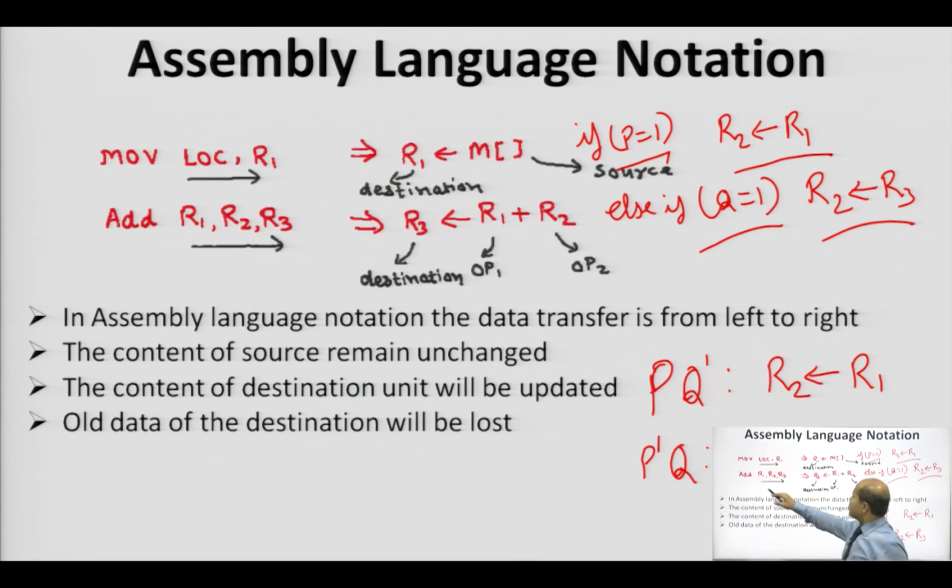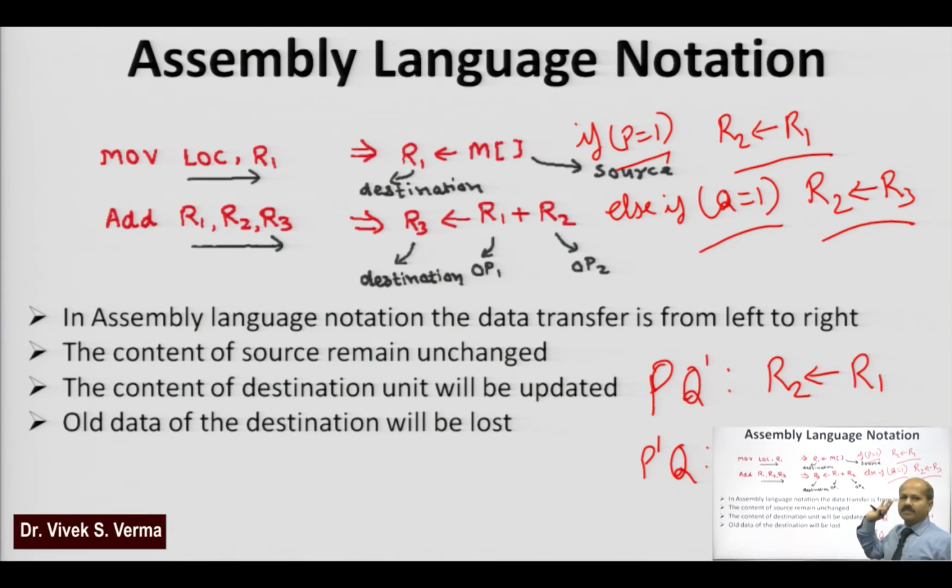And we have also seen one arithmetic operation which is represented in assembly language, like add R1, R2, R3. This can be interpreted as R3 equals R1 plus R2. It means there are two source registers, R2 and R1, and there is one destination register, that is R3. So, finally, after this operation, the content of R3 will be updated. However, the content of R1 and R2 will remain the same. So, this operation can be performed.